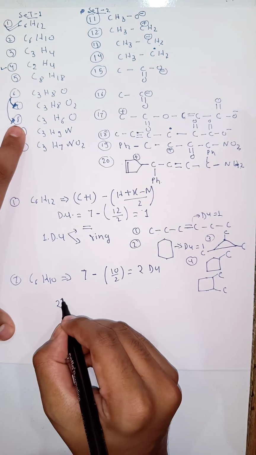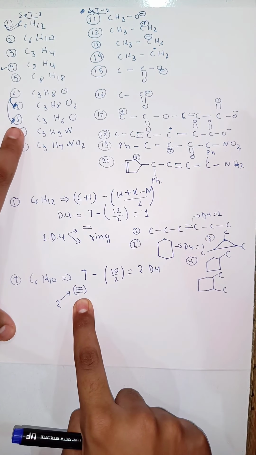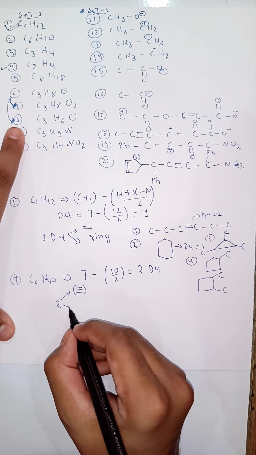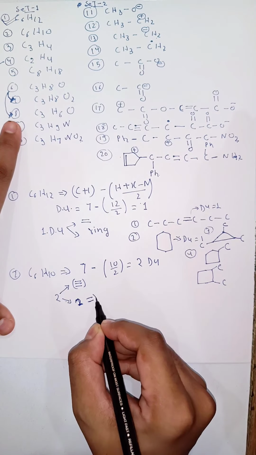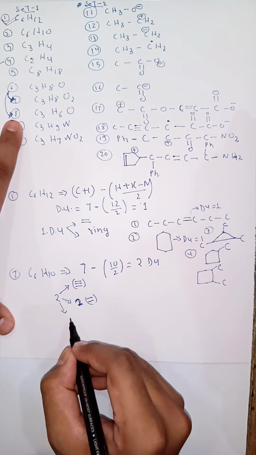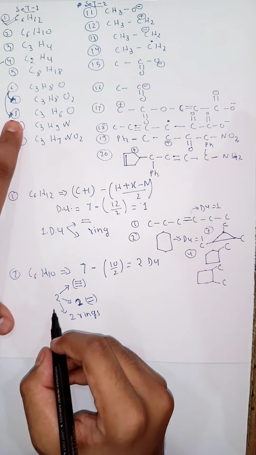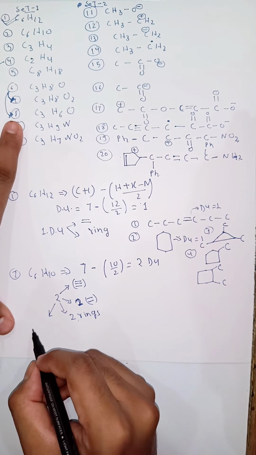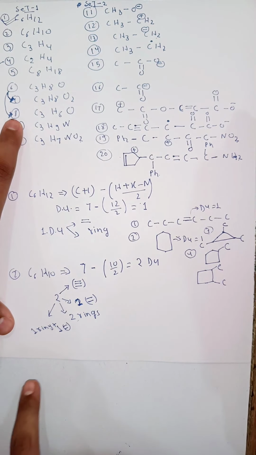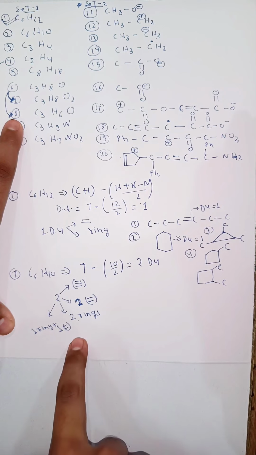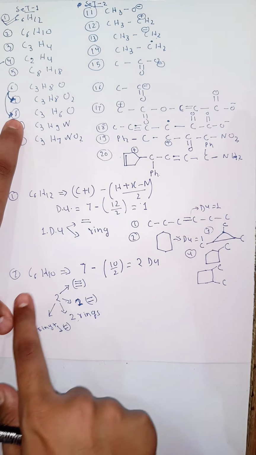Carefully listen. A DU of 2 means a triple bond. A triple bond holds a DU of 2, I have already told you. A DU of 2 also means 2 double bonds like this. A DU of 2 also means 2 rings in a single compound. A DU of 2 also means 1 ring plus 1 double bond, because 1 ring holds 1 DU and 1 double bond holds 1 DU, that's why. Okay, so these are the possibilities.